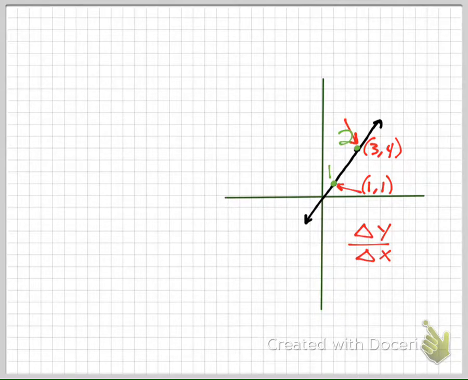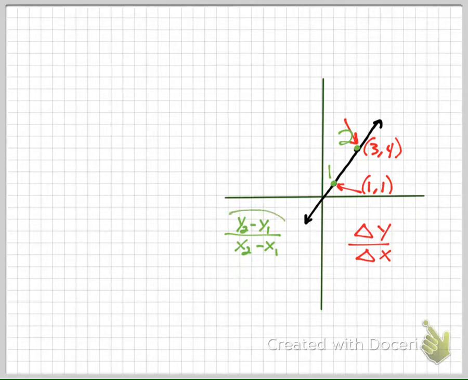Change in y over change in x. Isn't it y2 minus y1? Let me look really quick. She did it like this, and so I'm going to do it that way too. Here we go. You go like this: y2 minus y1 over x2 minus x1. Just memorize this. The change in y over the change in x.